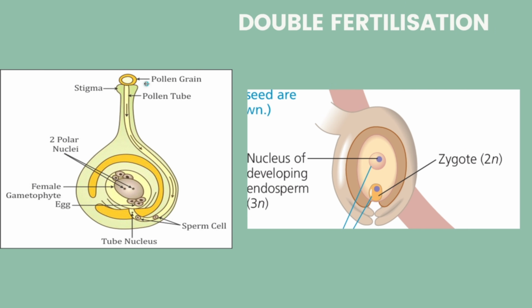As we know, the pollen grain contains two nuclei, the tube nucleus and the generative nucleus. What is the function of these two nuclei? First, the generative nucleus divides by mitosis to form two sperm. The other nucleus is the tube nucleus. The tube nucleus leads ahead of the two sperm, moving along the pollen tube to reach the micropyle.